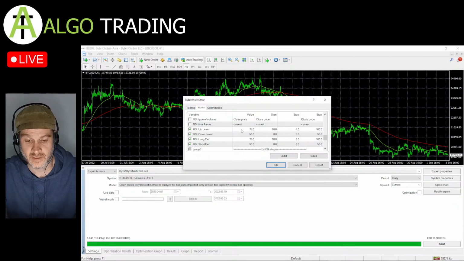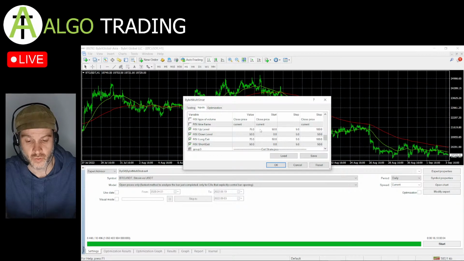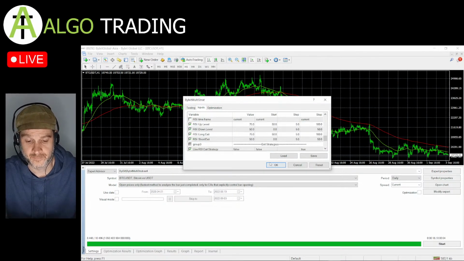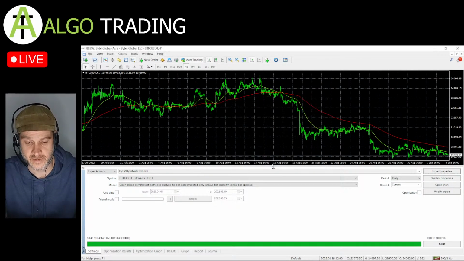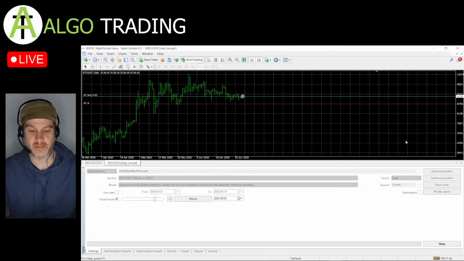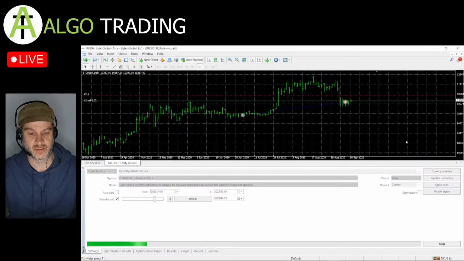RSI up level is 75, and the RSI down level is 75, but we're not using RSI, so let's have a look. And it uses MA exit strategy, so it doesn't use RSI at all in this strategy. It's just purely a MA crossover strategy, which is pretty cool. Okay, so let's run it. I'm going to put visual mode on, and let's see it go. I don't think it's going to take many trades. The crossover strategy on the daily doesn't really take that many trades.